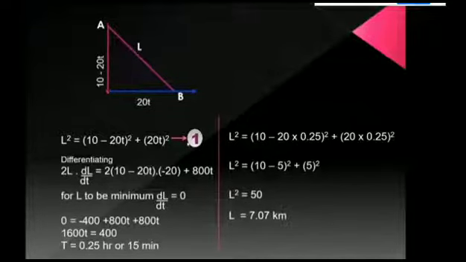So 0.25 hour, I am putting it in the equation which I got through Pythagoras. In that equation, I substitute this t value, which is 0.25 hour, and get the L, the shortest distance. L squared is 50, and L I'm getting as 7.07 kilometers, so approximately 7 kilometers. So the shortest distance between the two ships is 7 kilometers. This is where differential calculus helps me in finding a solution in a much easier way.